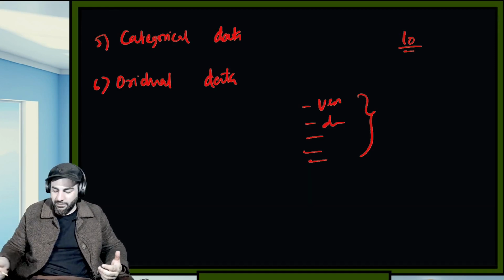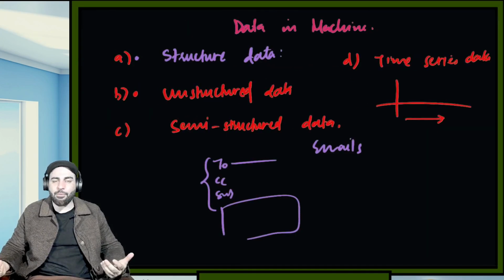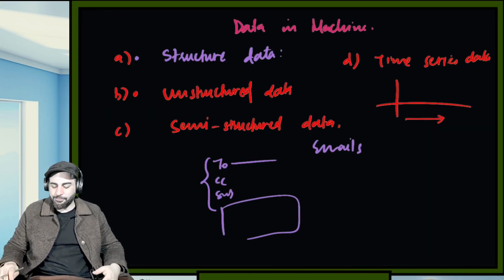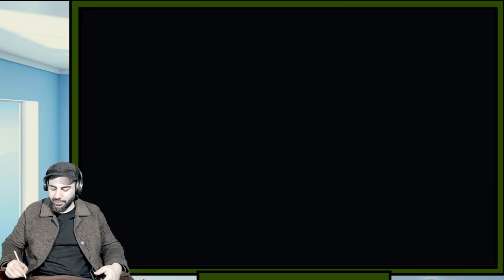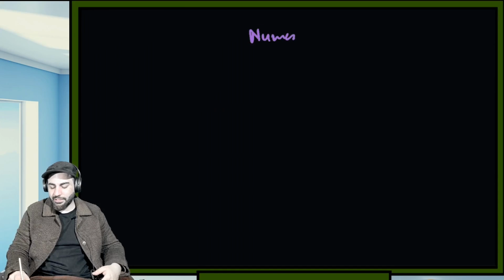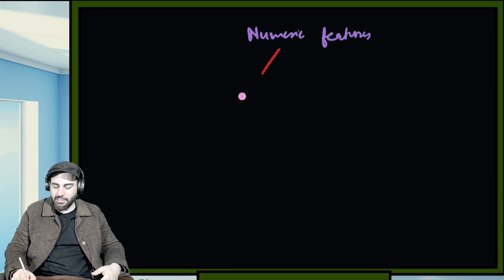Okay, and then, based on all of these things, you can have different types of features. Whether it's structured, unstructured, semi-structured, time series, categorical or ordinal data, the features can be numeric. You can have numeric features. And in the numeric features, they can be either discrete or continuous.